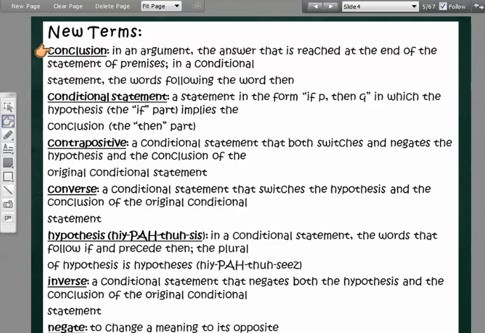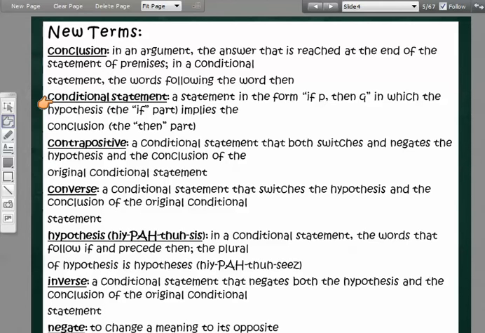Conclusion, well, that one's not too new. We covered it in the last lesson. It says, in an argument, the answer that is reached at the end of the statement of premises is a conditional statement, the words following the word then. Okay? And that's going to be easier to understand once we start studying it.